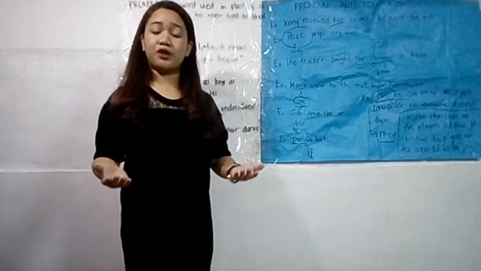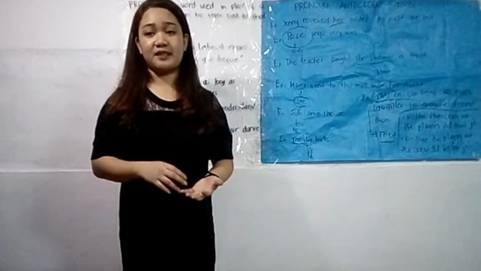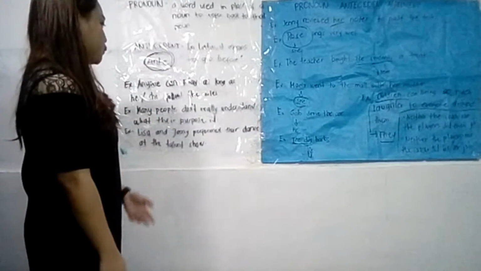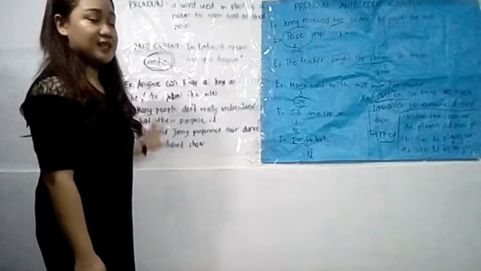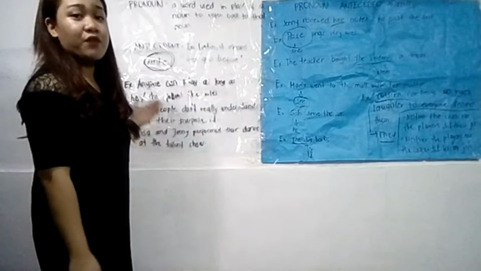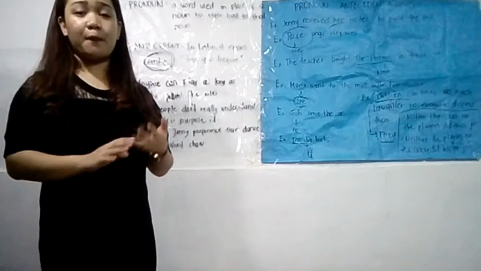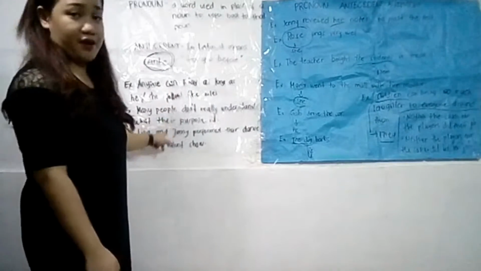Next, what are you going to do if you encounter plural indefinite pronouns? This includes several, both, few, many. In our example, we have: many people don't really understand what their purpose is. In this sentence, the antecedent is the word many, and the right pronoun to replace it is the pronoun their.